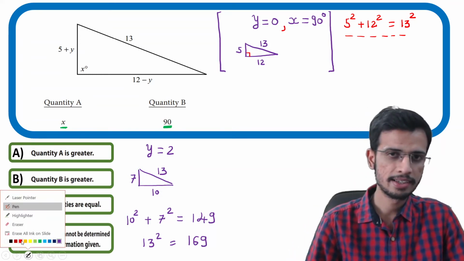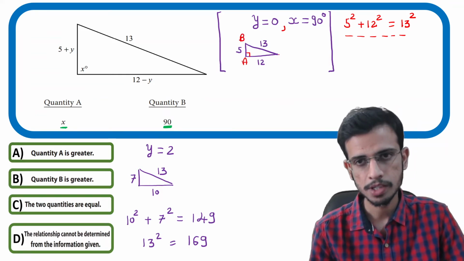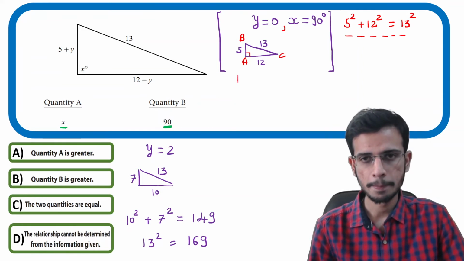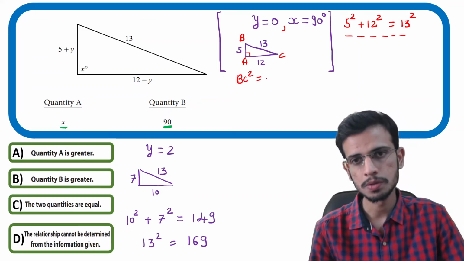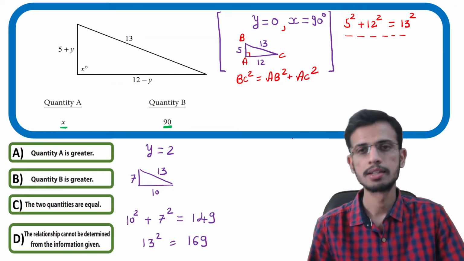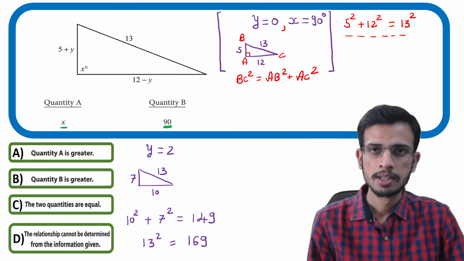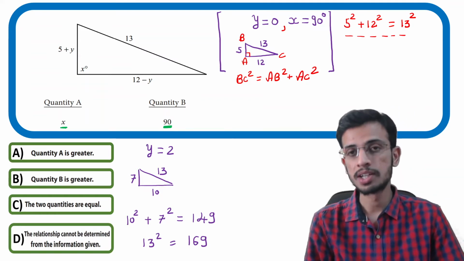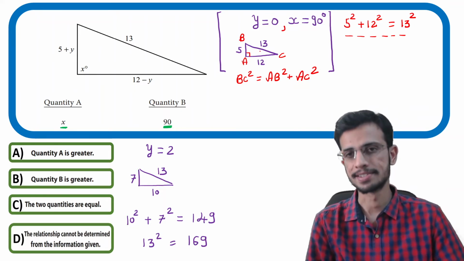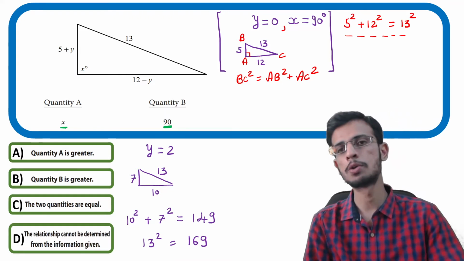You can say like ABC. So in this particular case, we can write BC square is equal to AB square plus AC square. What is the hypotenuse? What is Pythagoras theorem? The sum of squares of two sides is equal to the square of the hypotenuse. Right? 5 square plus 12 square should be equal to 13 square.